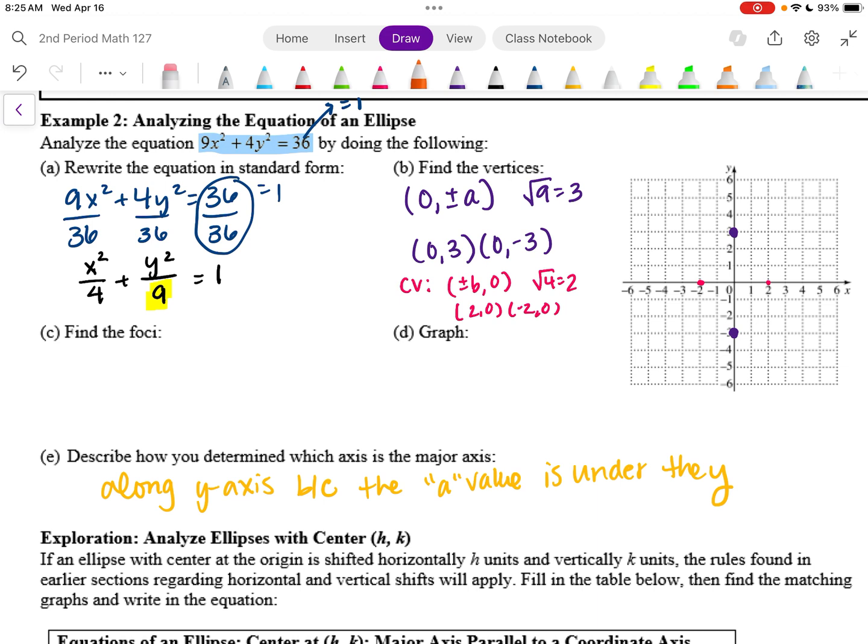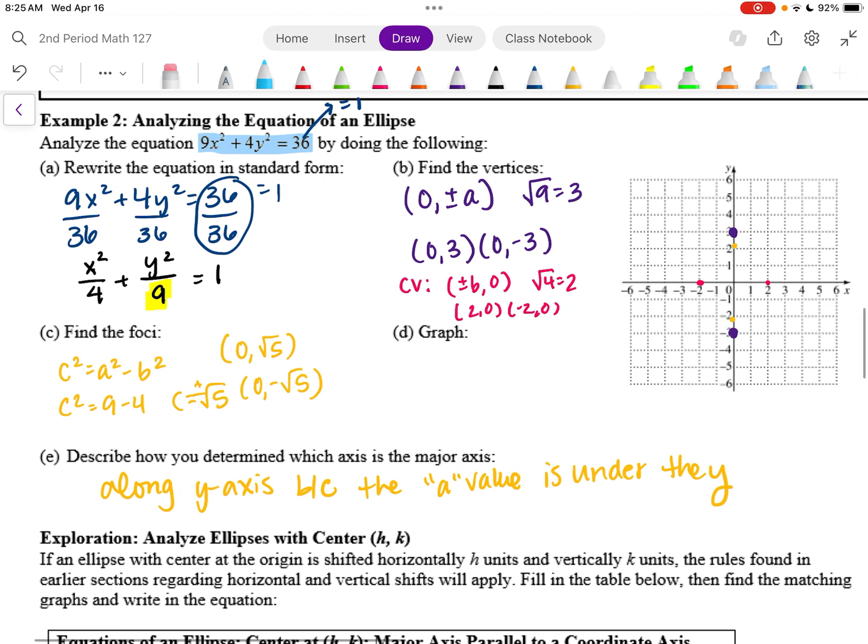To find my foci, I'm going to do c squared equals a squared minus b squared. So that is c squared equals 9 minus 4. So c equals the square root of 5. Which means that this point is 0, comma, root 5, 0, comma, negative root 5, because plus or minus. Root 5 is somewhere between 2 and 3, so somewhere in here and somewhere in here.